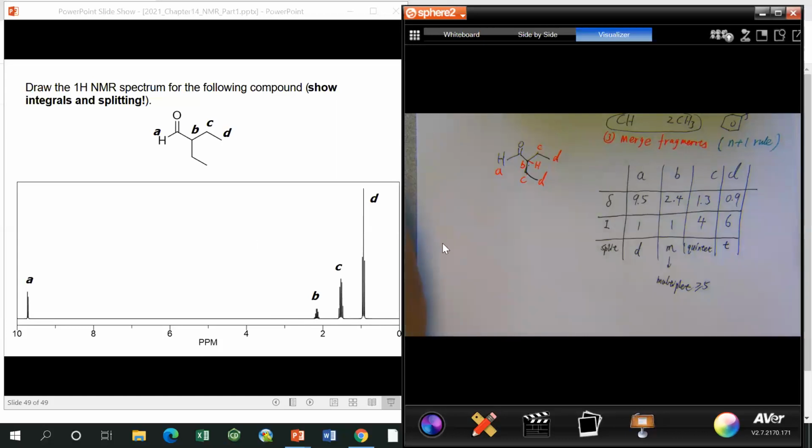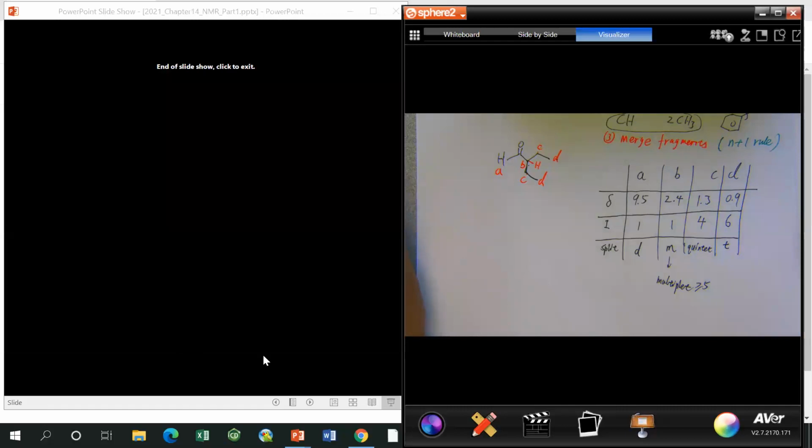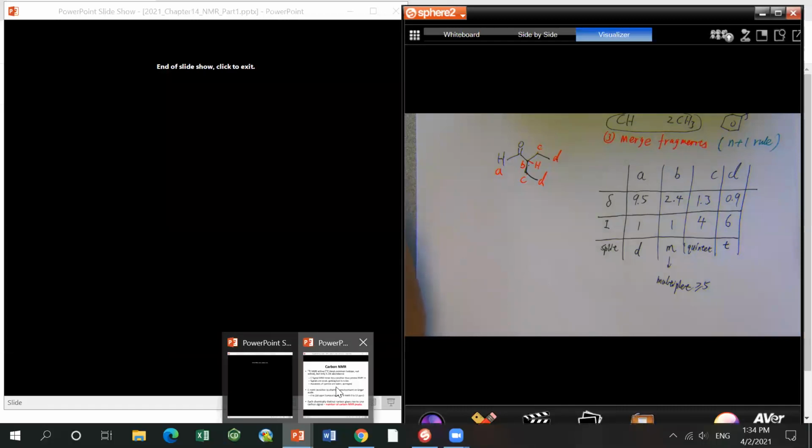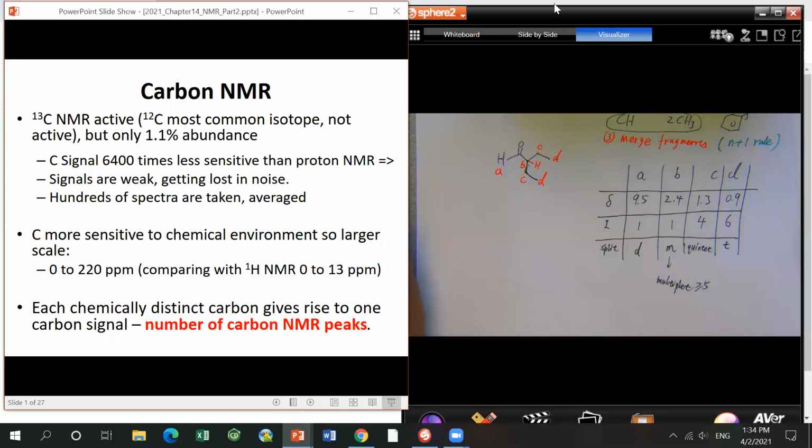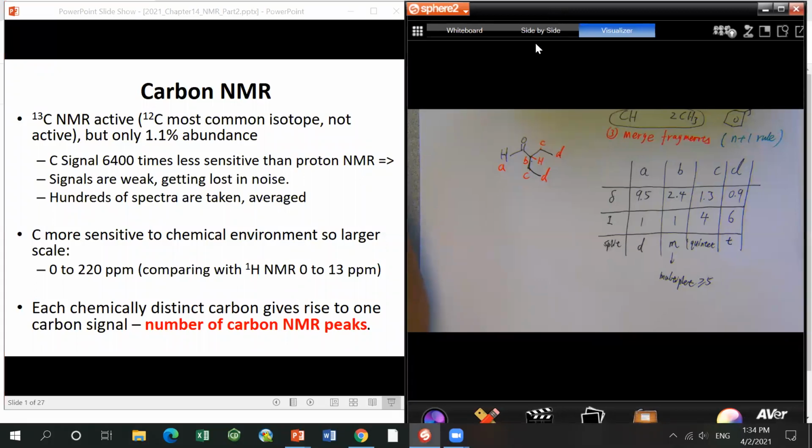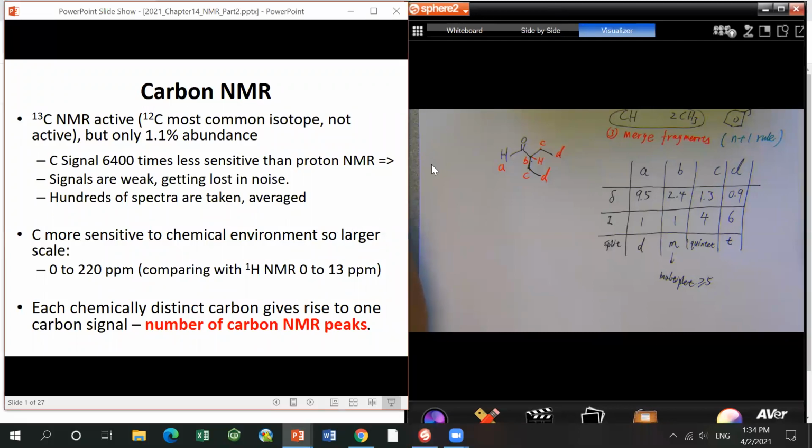All right, so we're done with the first part of chapter 14. Any questions? If there are no more questions, we move to the second part of the NMR chapter, which is carbon NMR.